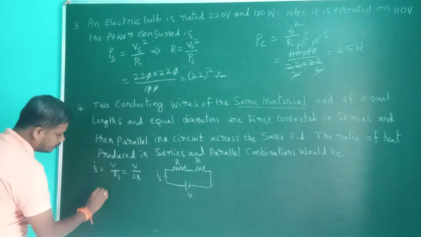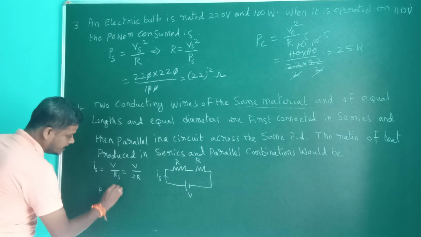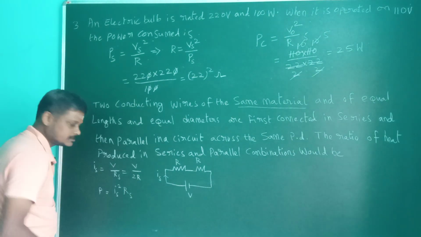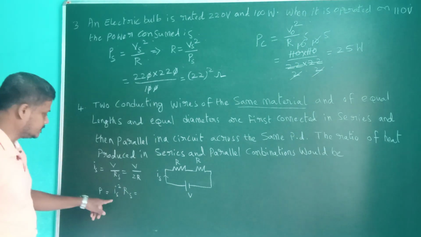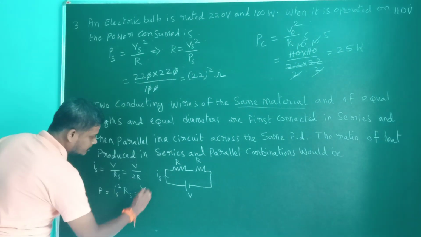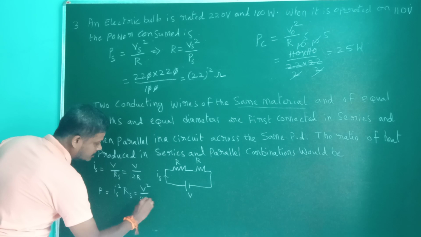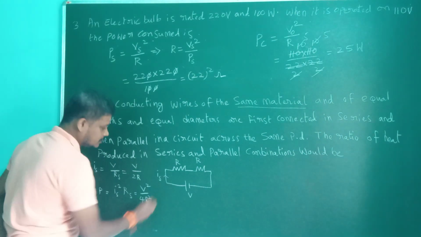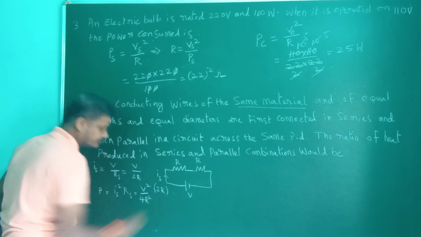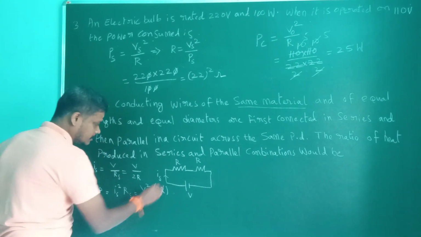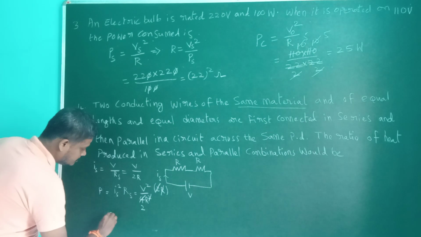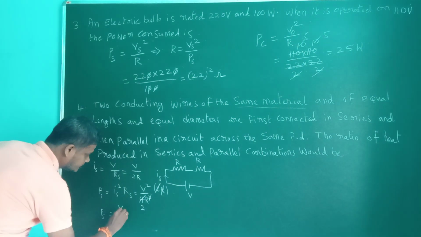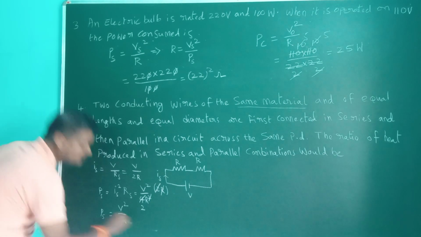Then power consumed is given by I series square into R series, that is I series is V by 2R, that is V square by 4R square, and R series is R plus R, that is 2R. R gets cancelled and 2 2s are 4. Then power consumed in a series combination is given by V square by 2R.